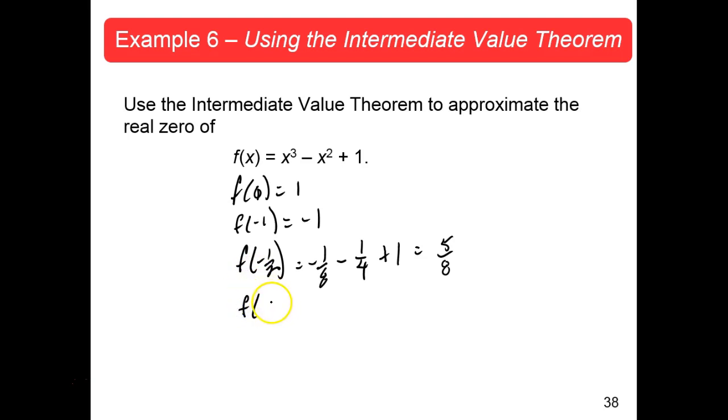F of -0.6. Okay? Cube that. Pull out your calculators. -0.6 cubed. Now be sure your -0.6 is what you're cubing, not the negative in front of it, but -0.6. It's going to be negative. So what's that going to be?